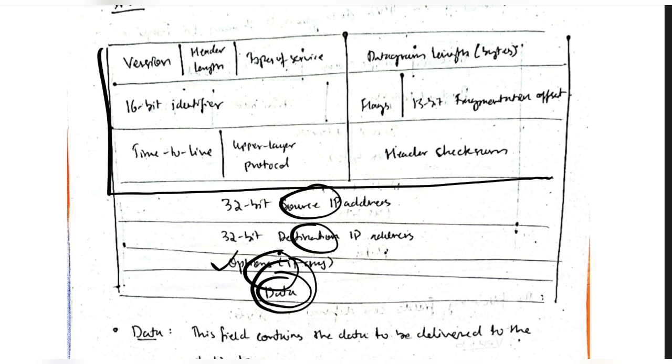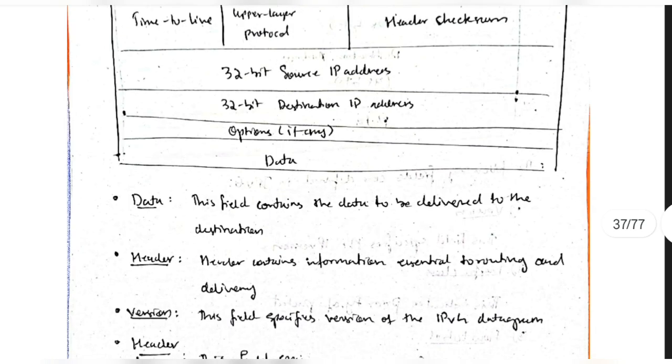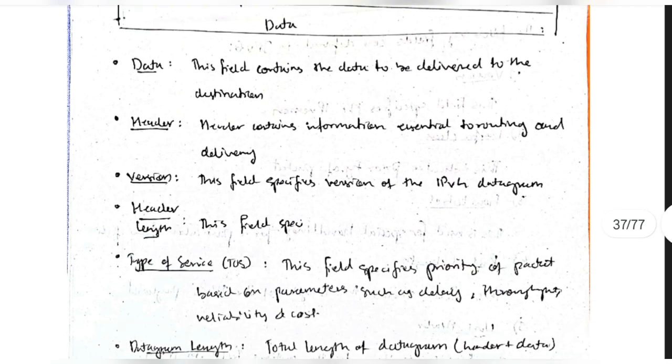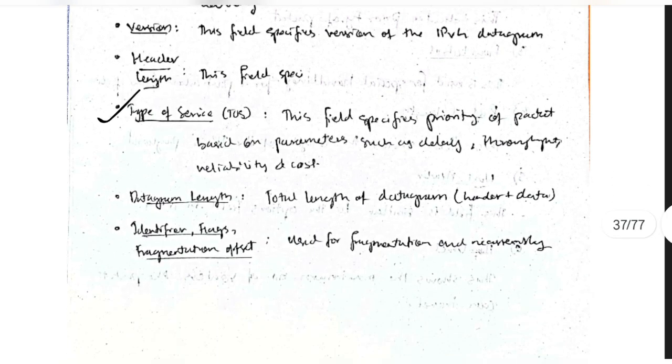The top part is just the different flags and other information, which you'll get to know as we go through the definitions. Okay, so here the data which is getting transferred, the header contains the information of routing and delivery. Version is IPv4 or IPv6. Header length is the length of the header, and type of service means which type of service you are going to adopt for the transmission, and it consists of the reliability and the cost information as well. And datagram length: what is the length of the data, means how much size of data you are transferring.